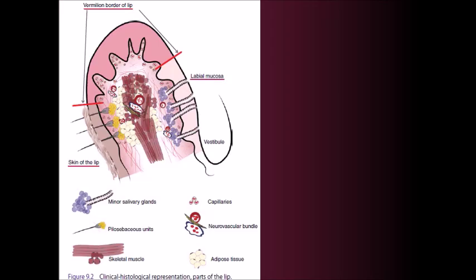This is a diagram for the labial mucosa or lining epithelium. We can see the minor salivary glands. And on the skin part, we can see the hair follicles with the sebaceous glands. And this is the transitional zone, the vermilion border or the red zone. And the muscle is the skeletal muscle orbicularis oris.